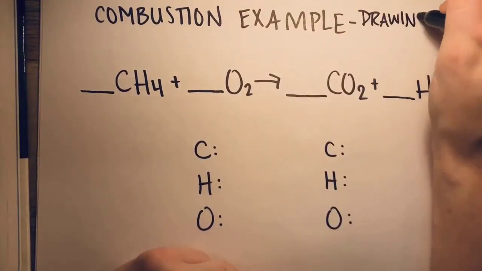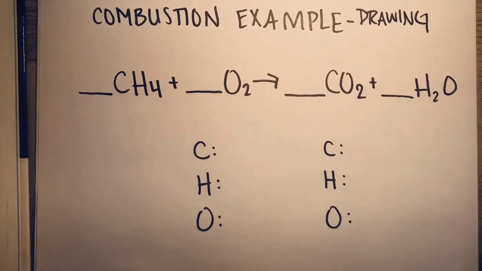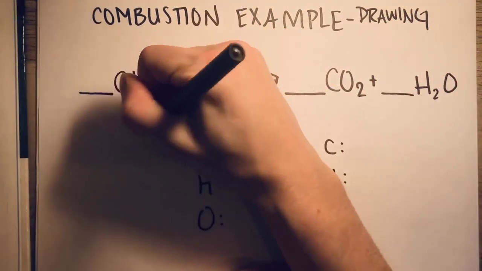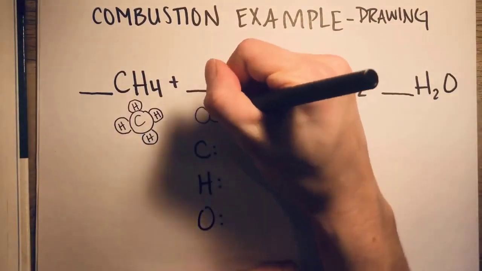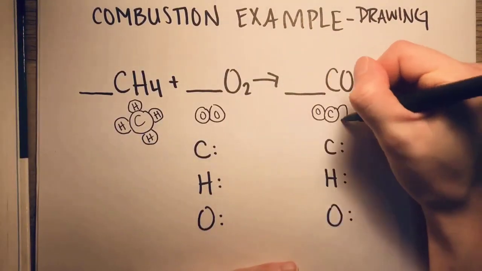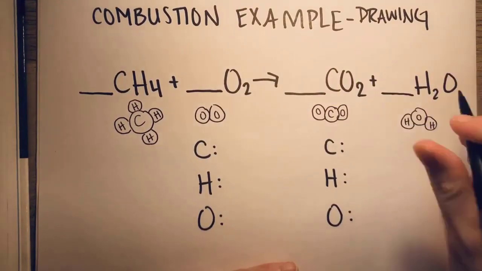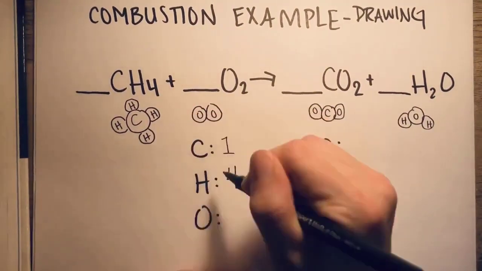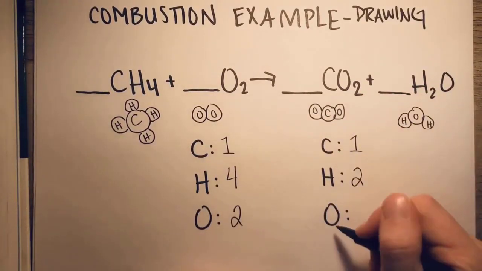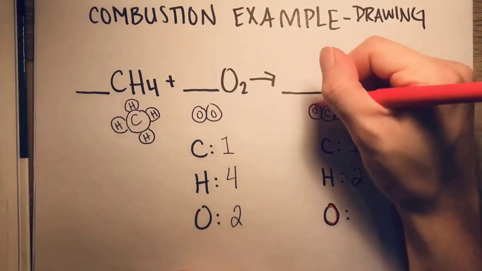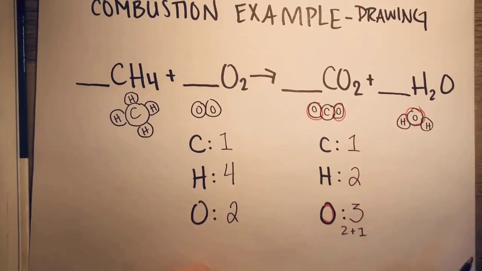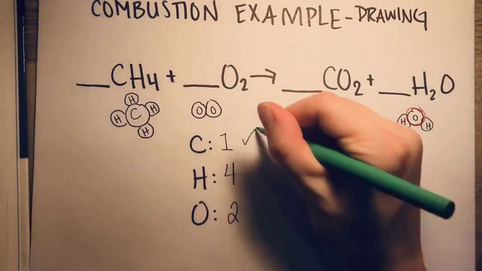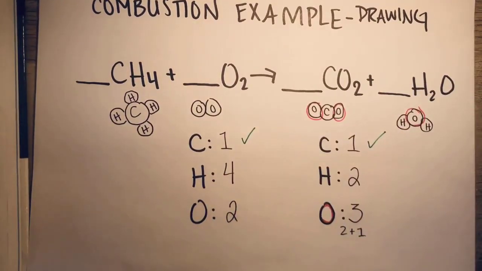Now, I'm going to start by doing the drawing method, then I'll go through using the math method. So if I'm using the drawing method, I'm going to draw my particles. So CH4 stuck together in one particle, two O's stuck together, CO2 stuck together, and then two H's and an O. So I've got one carbon, four hydrogens, and two oxygens on the reactant side, one carbon, two hydrogens, and three oxygens on the product side. Notice I have to count the oxygens in both CO2 and H2O on the product side. That's what makes these problems harder, is that I have oxygen in two places.